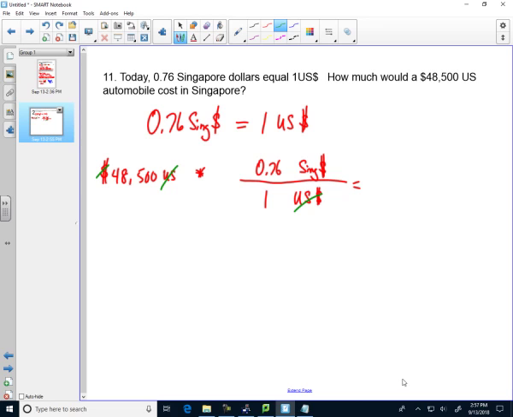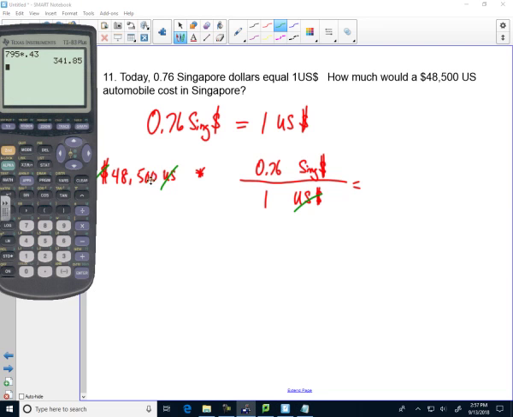So, calculator. What I've discovered here is if I multiply 48,500 times 0.76, I have converted it to Singapore dollars, haven't I? So I think you usually write it like this: $860, and put the Singapore out there.